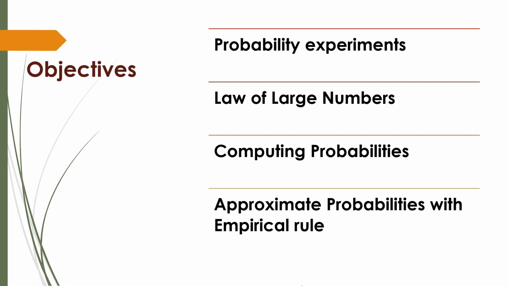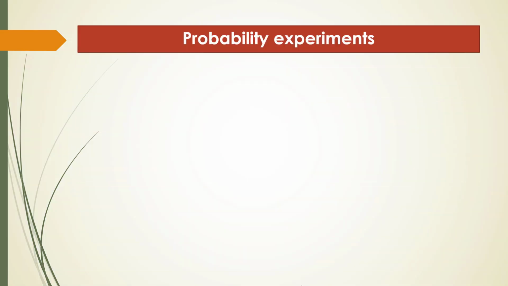So in this lesson, I'm going to first introduce probability experiments, then the law of large numbers, another way to state the definition of probability. Next, I'm going to show you how to compute the probabilities for equally likely events and how to approximate probabilities for not equally likely events using the empirical rule. So now let's get started with probability experiments.